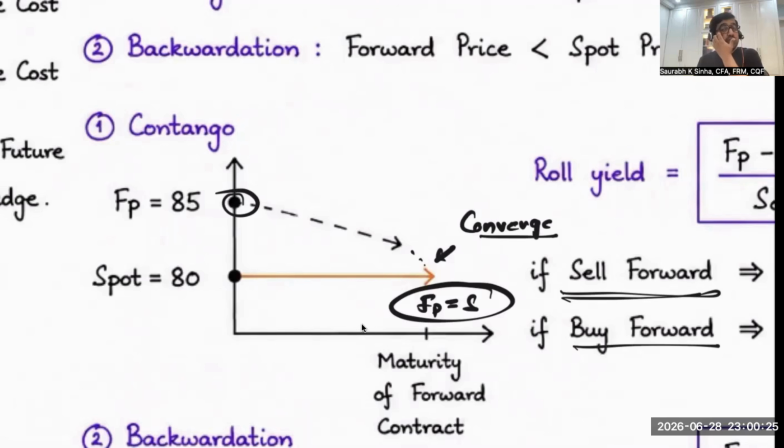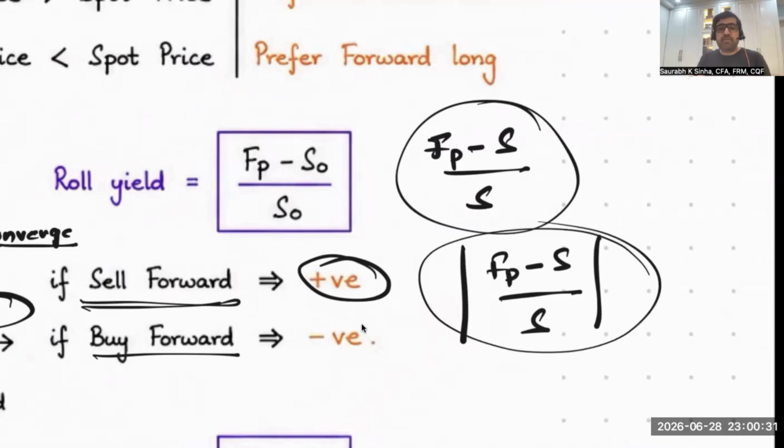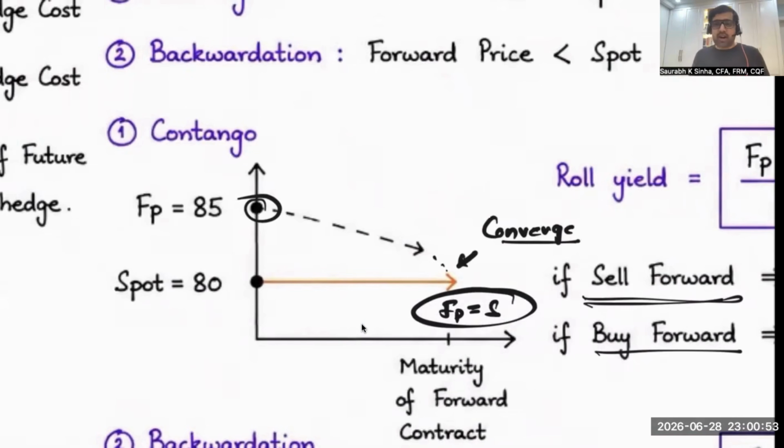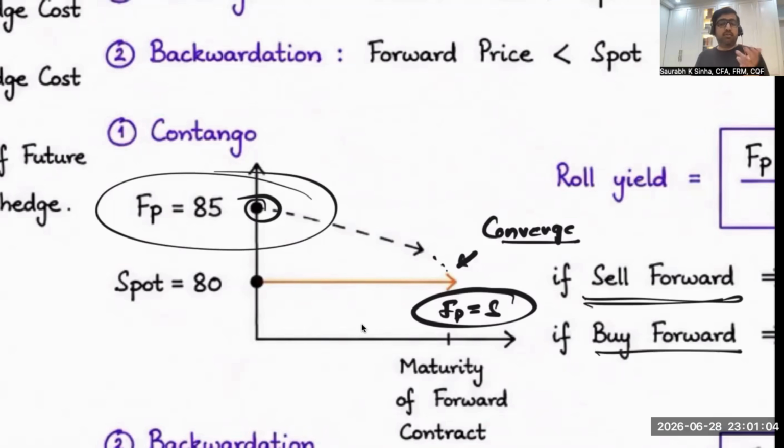You will make a loss of minus 5 upon 80. Still, the formula remains the same. The only thing which is changing is what? Sign, positive, negative. So what do you have to remember? The roll yield formula is FP minus S upon S. It is not going to change. The sign is dependent upon whether you're buying or selling the forward contract. If the forward contract is in contango or premium, if you sell, then you will make a positive return, as in positive roll yield. If you buy the forward contract, it is going to be negative roll yield.